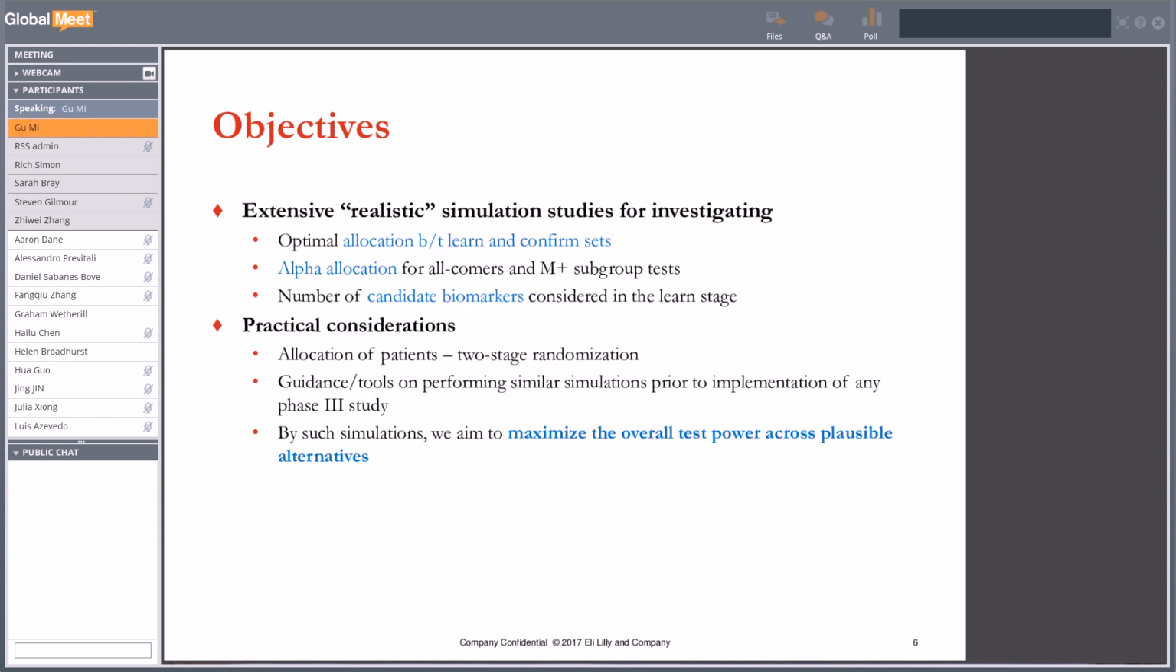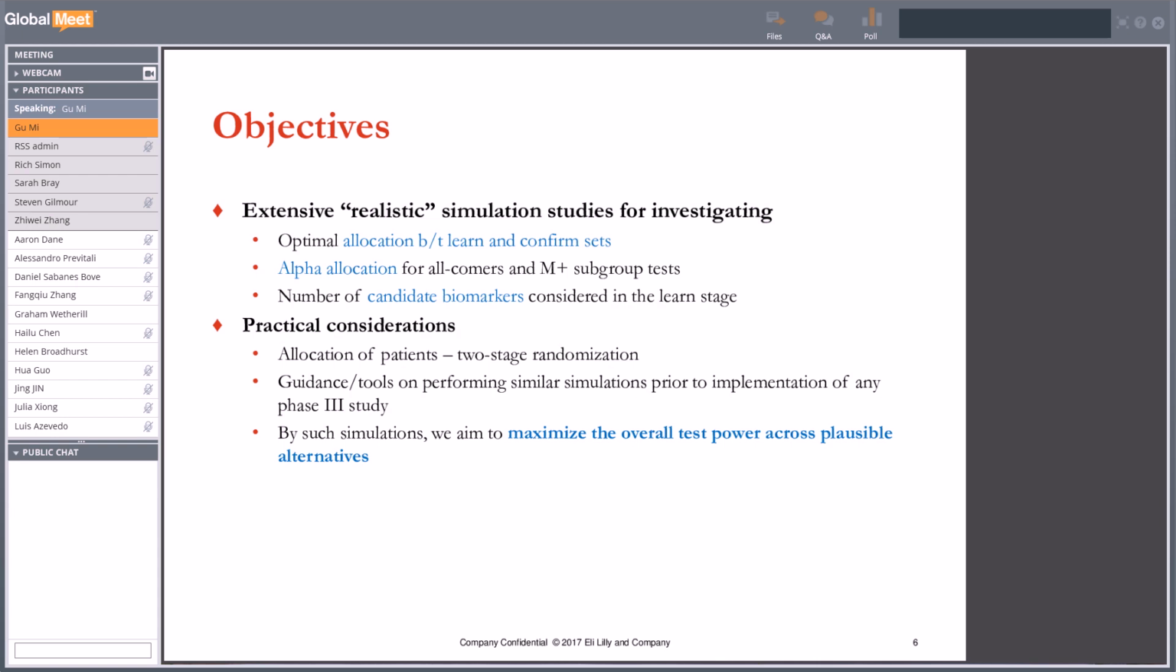On page 6, we performed extensive simulations with the following objectives. First, we investigated the optimal allocation between the learn and confirm sets, the impact of different alpha allocations for the 2 tests, and the number of candidate biomarkers at the learn stage.